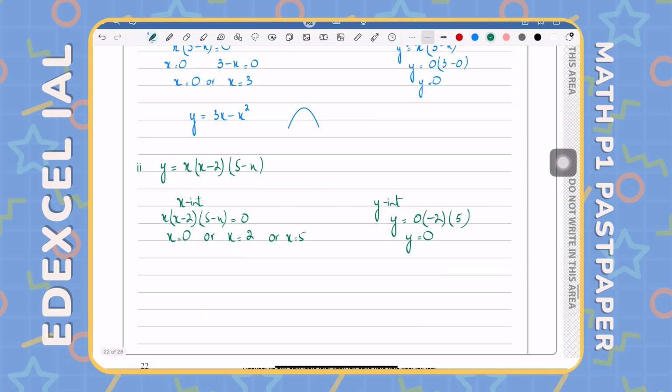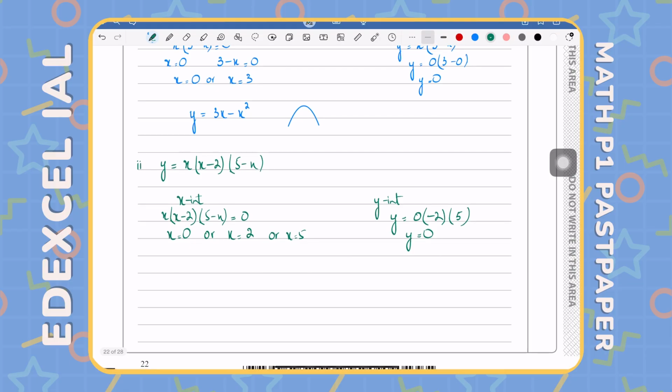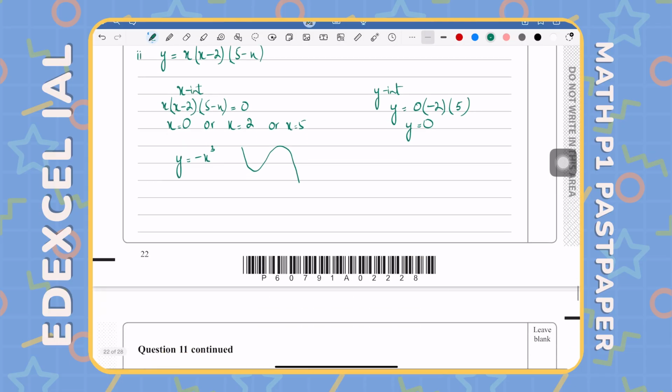So now that we have the x and y-intercepts, what about the nature? Once again, a cubic curve, bear in mind, could be something like this, known as a minimum maximum curve, or it could be something like this, known as a maximum minimum curve. So how do we figure out what this curve is going to be? If you just multiply all the x's, not expanding all the way, x times x is x squared, x times minus x is minus x cubed. The fact that it has a negative coefficient of x cubed means it's going to be a minimum maximum curve. So this is the kind of curve that we are going to draw.